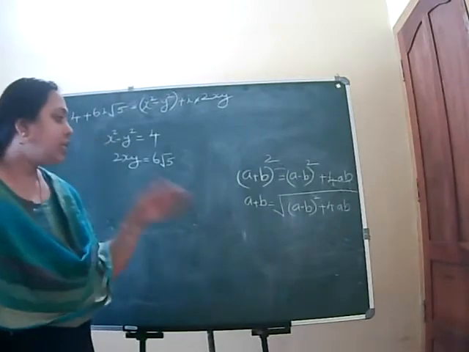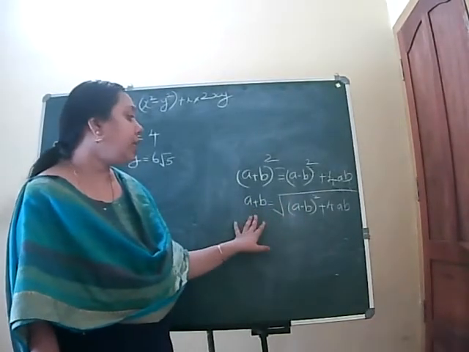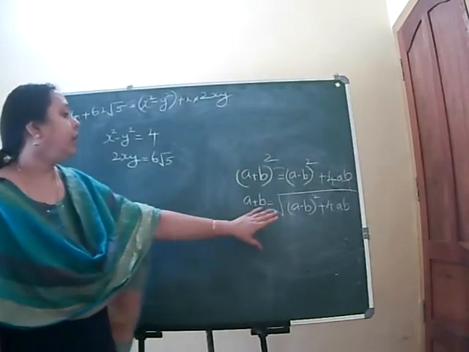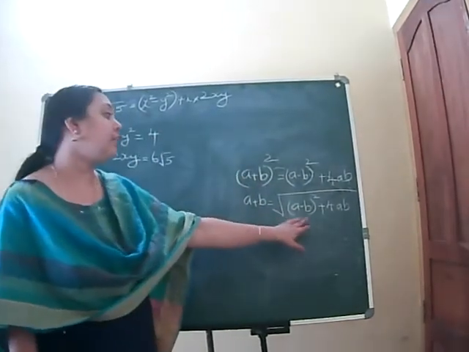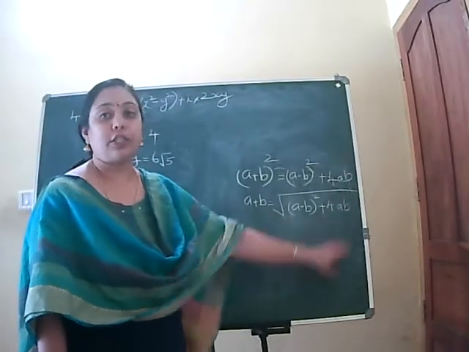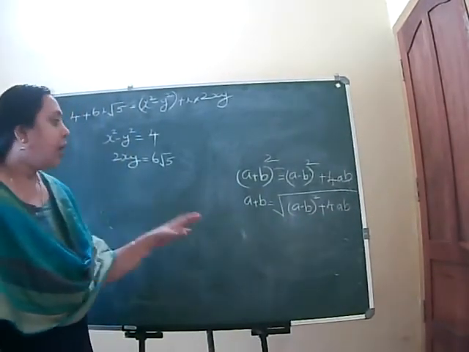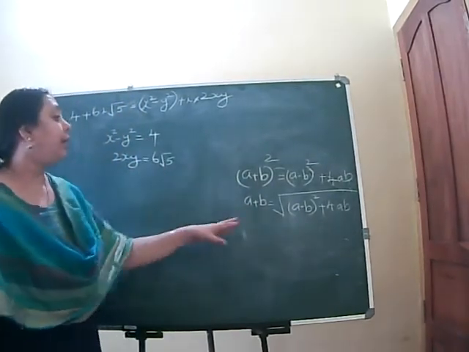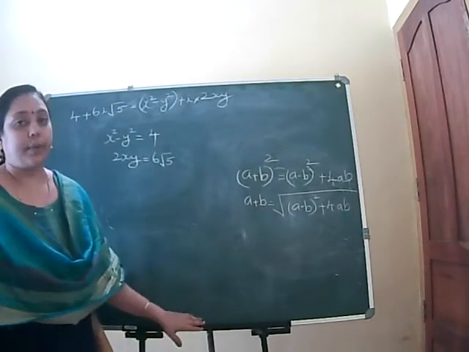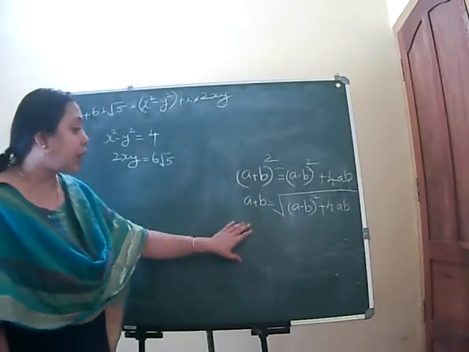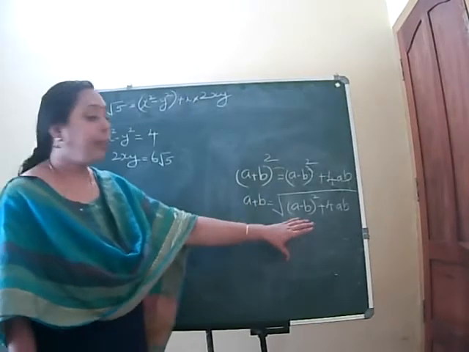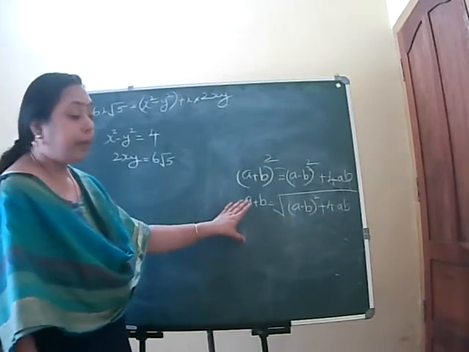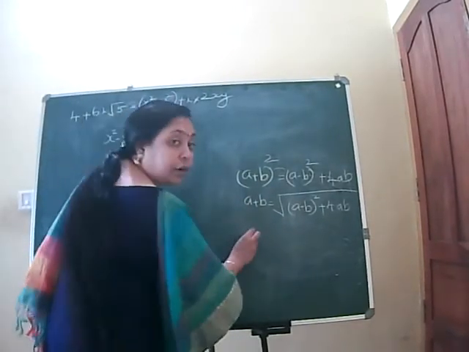Now, using this identity, we find out the value of x square plus y square using the values of x square minus y square and 4x square y square. Then we substitute a for x square and b for y square. Then we get the value of x square plus y square from x square minus y square.